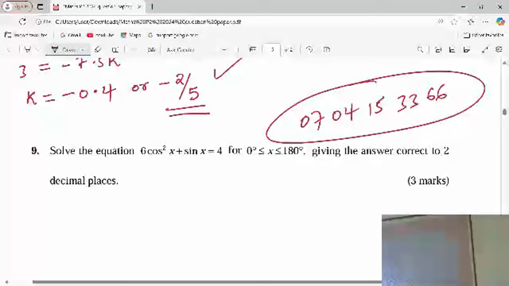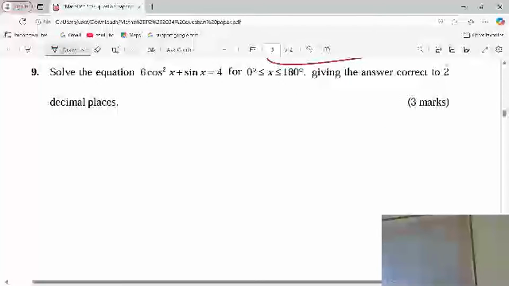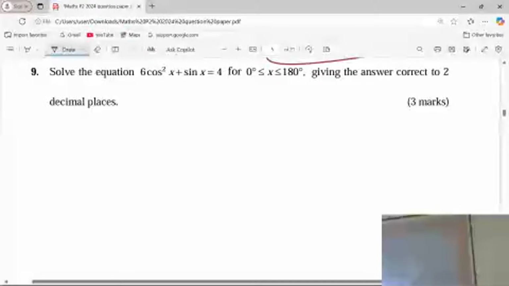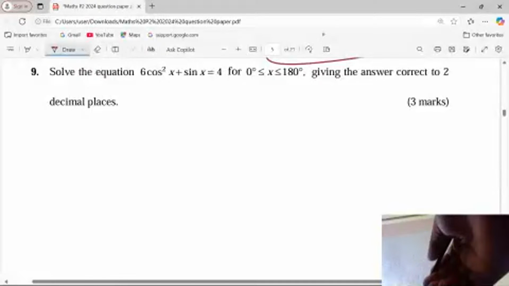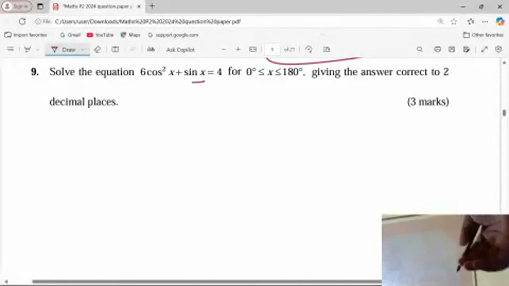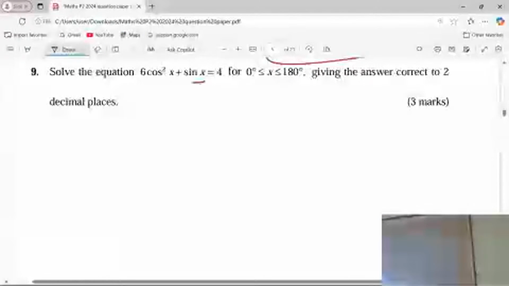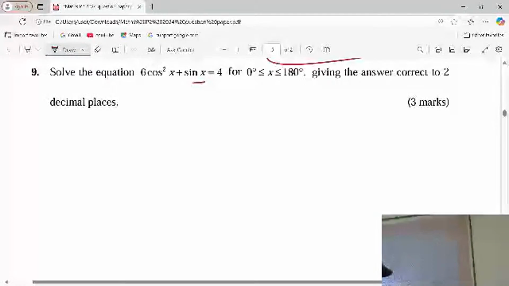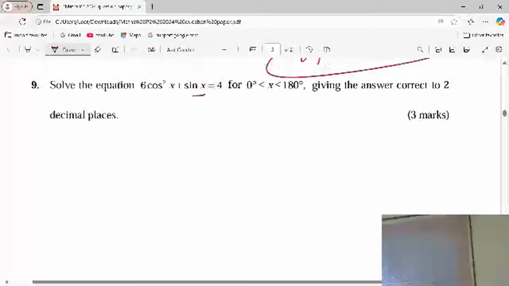Number 9 now. Solve the equation 6 sine squared of x plus sine of x equals 4 for x ranging between 0 and 180, giving the answer correct to 2 decimal places.